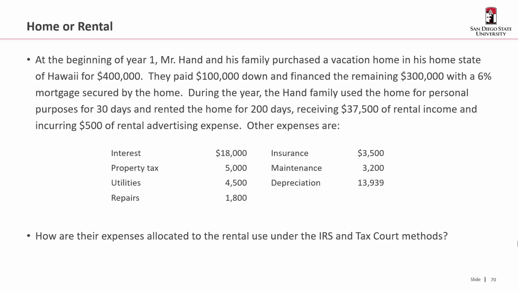So the $500 of rental advertising expense, that's a direct expense, right? So we know we don't need to allocate that. Whereas the interest, property taxes, utilities, repairs, insurance, maintenance, and depreciation, these are all required to be allocated.